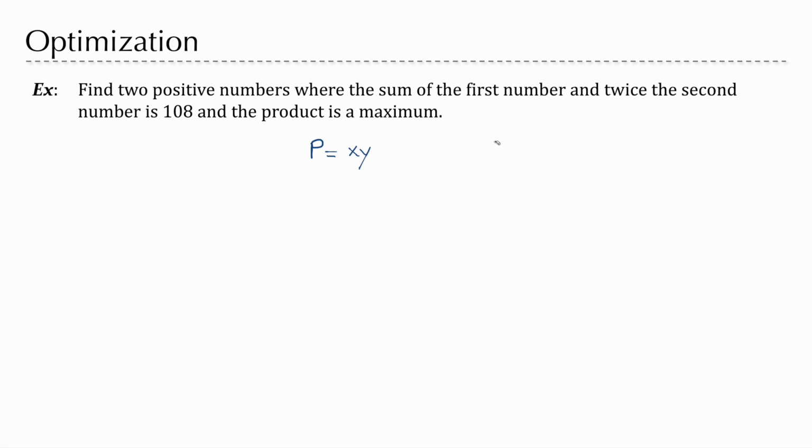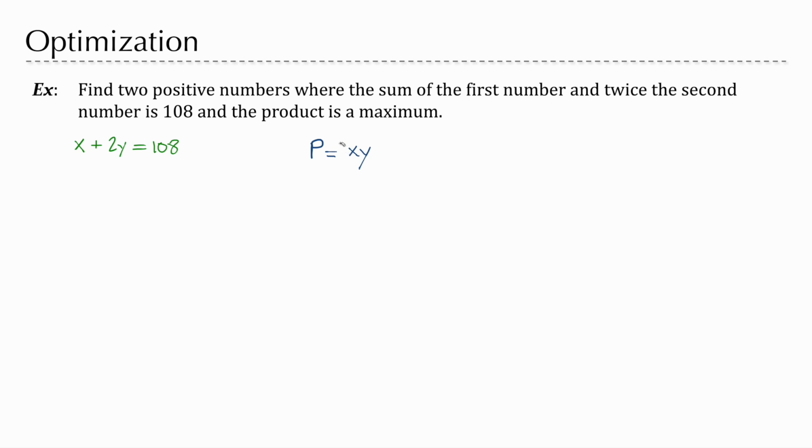Now, the secondary information I'm given, of course, is the idea that the sum of the first number and twice the second number is 108. So kind of off the side, I'm just going to say that my first number, I'll call it X, and my second number, Y, if I double that, if I add those together, that right there is going to be 108. Now, what this does is it gives us a relationship between X and Y, and more importantly, allows us, using this equation, to rewrite this using only one variable, okay?